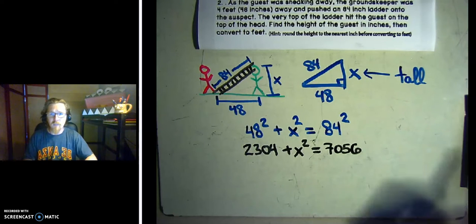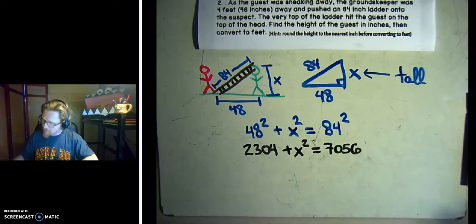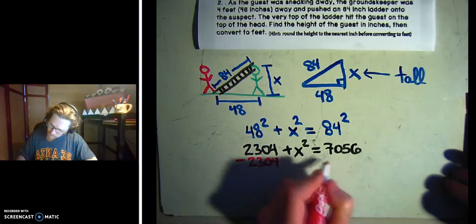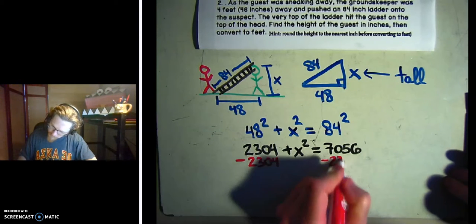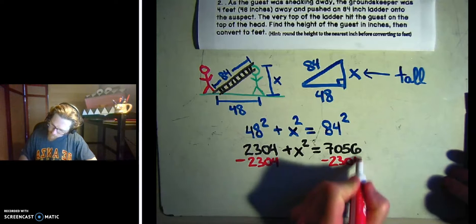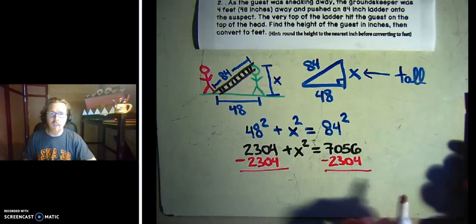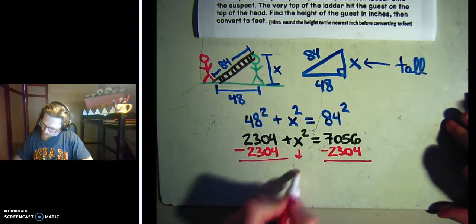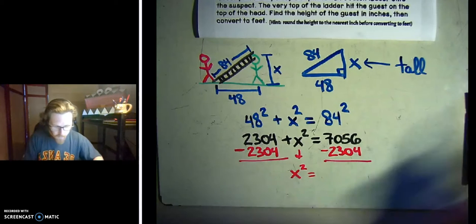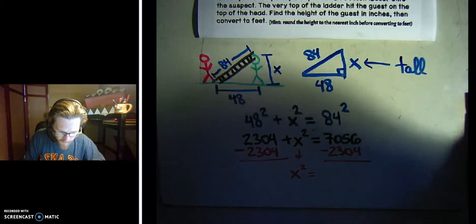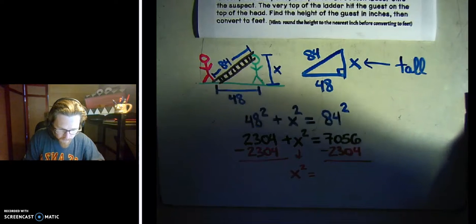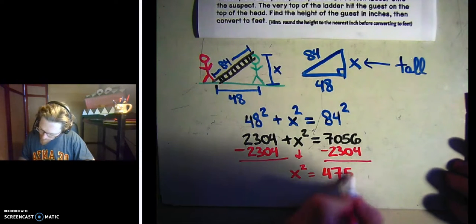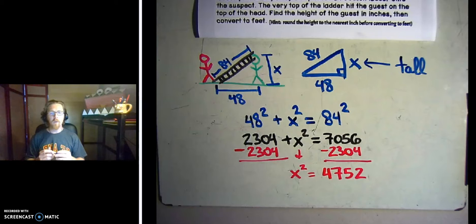Now I want to get x by itself, and so the first thing that I need to do is undo any of the addition that is happening. So I'm going to subtract 2,304 on both sides of my equation. This is going to give me my x squared by itself, so x squared is equal to, and then whatever 7,056 minus 2,304 is, 4,752. And so we're working on getting x.